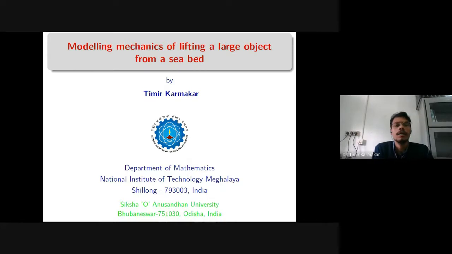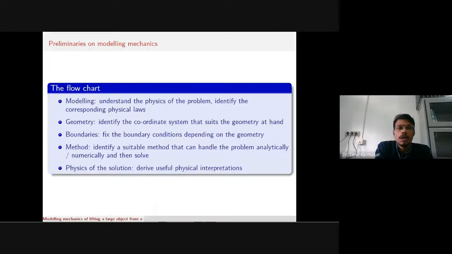Today my talk is about modeling mechanics of lifting a large object from a seabed. As you see from the title itself, in this talk I will talk about the mechanics of lifting an object from a seabed.